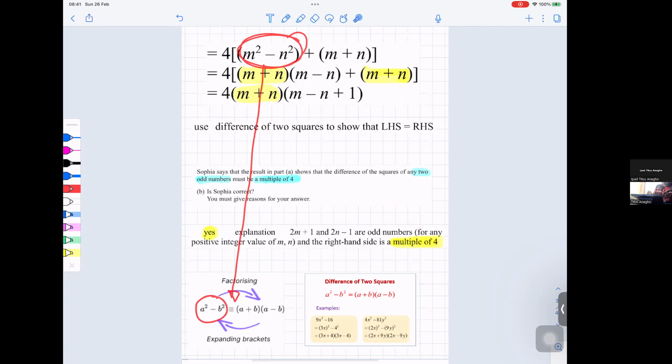a squared minus b squared equals a plus b, a minus b. So when you factorize, you go into two brackets. And when you expand, you come back, and you remove the brackets. So learn this difference of two squares. Practice these two examples underneath.